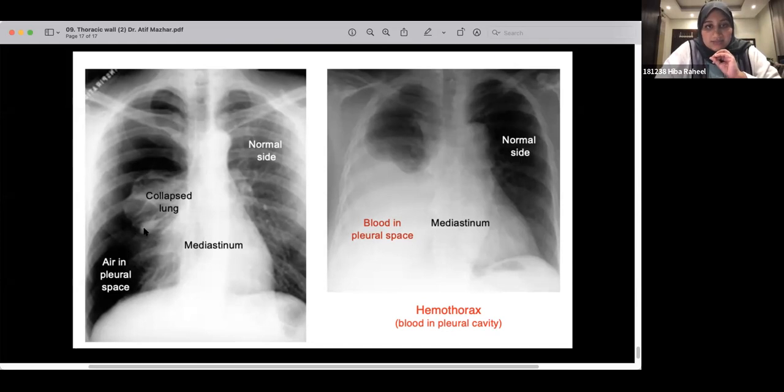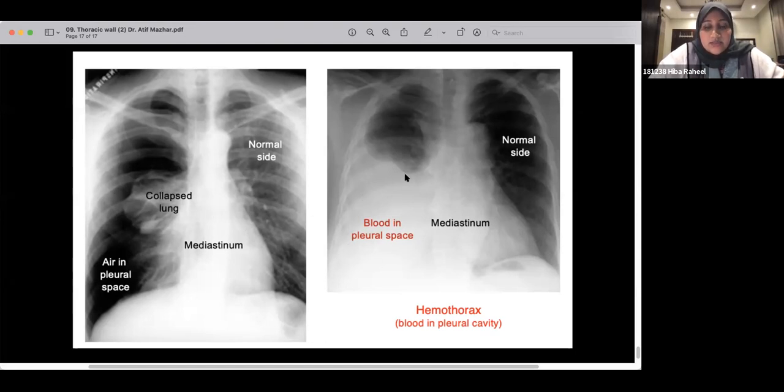This is a collapsed lung here. The heart is pushed onto the side. That's why it looks bigger. And there's air in the costodiaphragmatic recess. Here, blood always appears white, okay? Blood appears white. Remember, I said fluid and blood, so water and blood appear white. Air appears black on an x-ray.